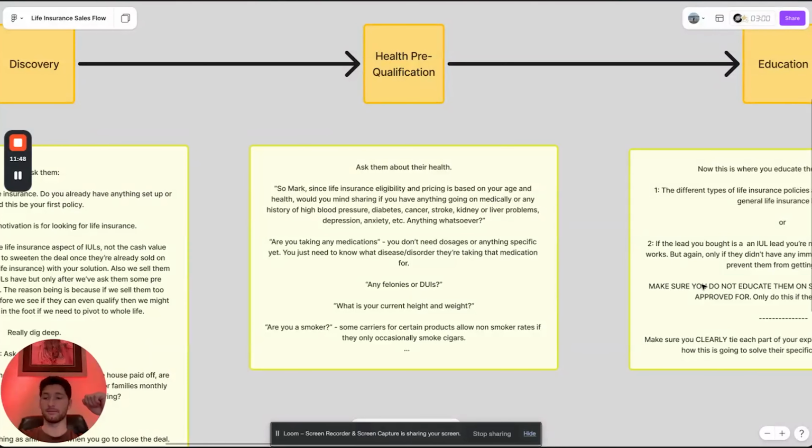Okay. And then after this, you're going to ask them, are you taking any medications? You don't need the dosages or anything specific yet. You just need to know what the disease or disorder is that they're taking the medication for.